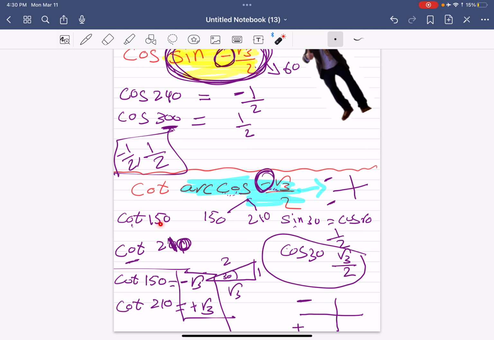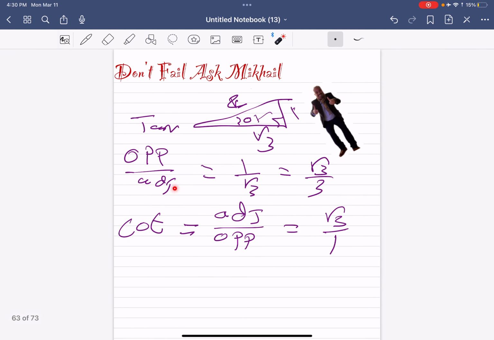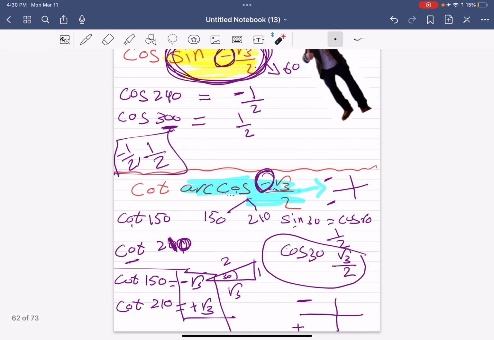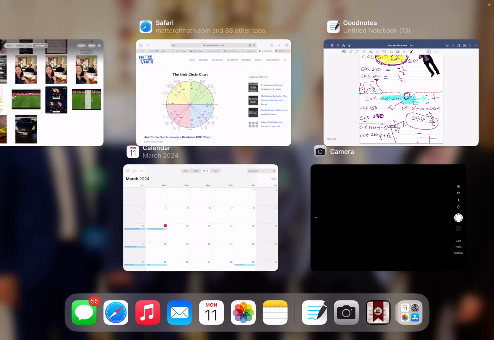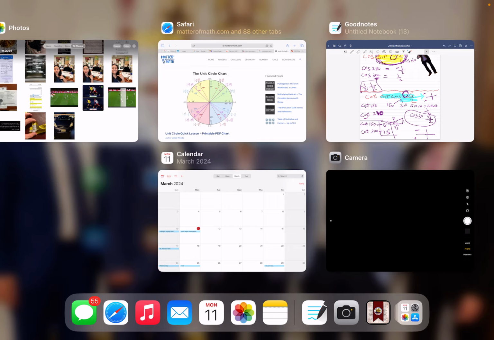So cotangent 150, if I come back here, I put cotangent is adjacent over opposite. So it will be radical 3. And because tangent and cotangent are negative on the second quadrant, cotangent is negative here. So it will be negative radical 3 and positive radical 3. So what I just did now was a very quick review about how you do the inverse trig. I hope you guys understood this one.